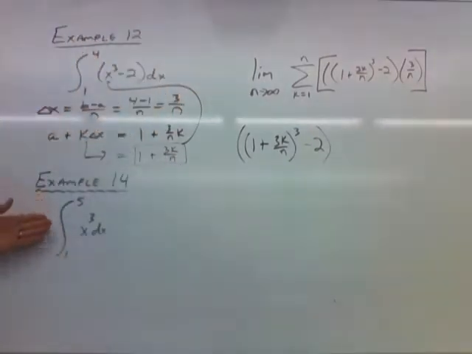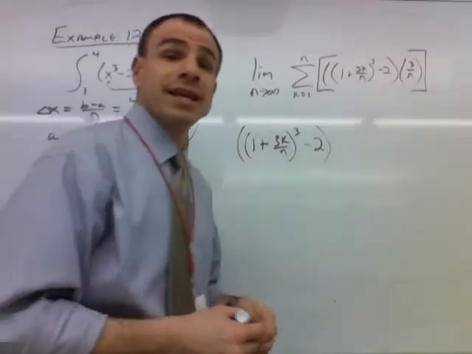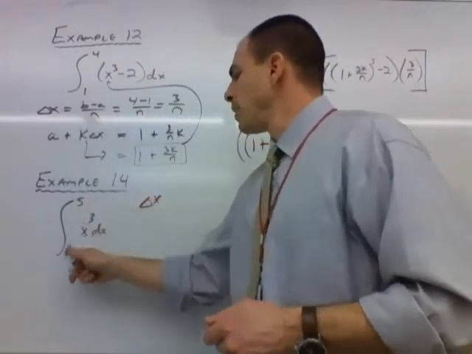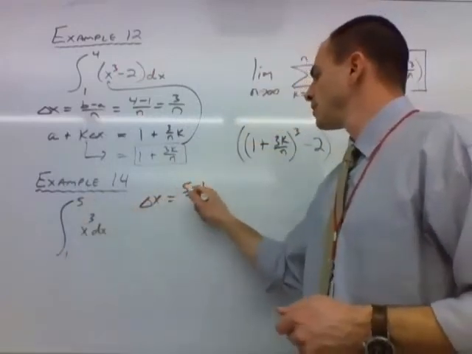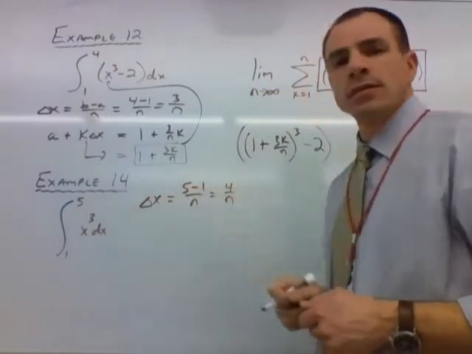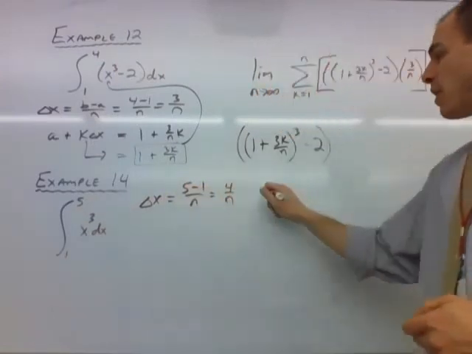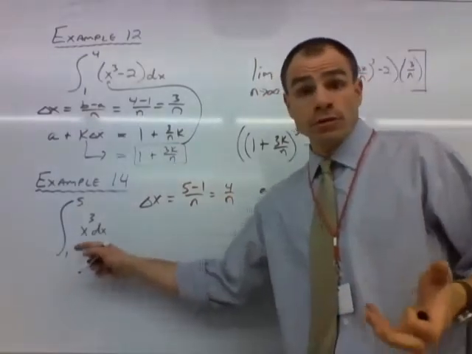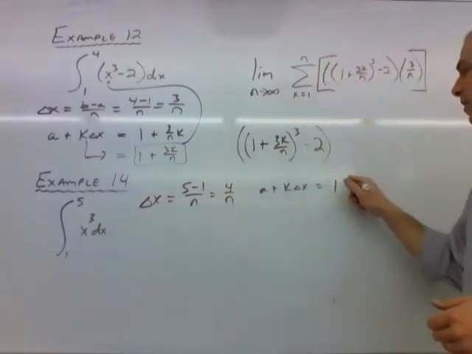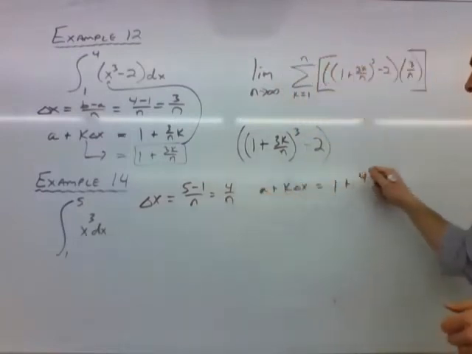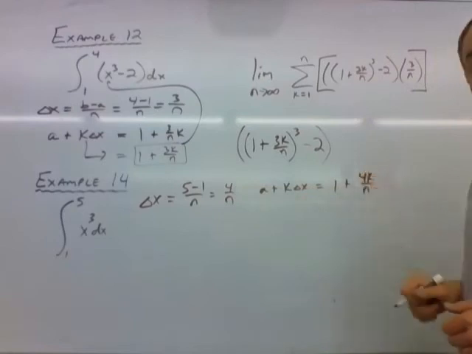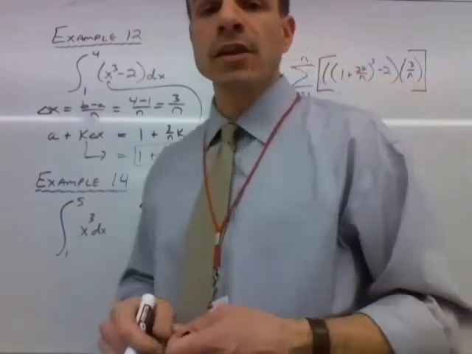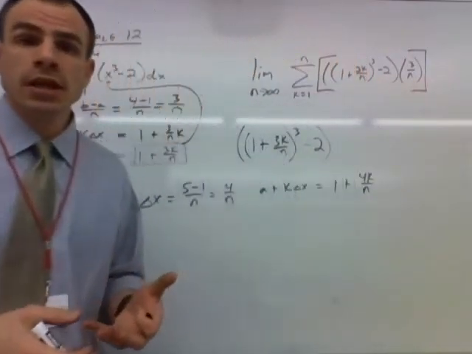Okay, so with example 14, again, for starters, let's get delta x. We know that delta x is going to be the b minus a over n, so that's 4 over n. And once we have that, now we can write a plus k delta x. A is our low bound, which is 1. And then we have our k and then delta x. So we can go 4k over n. Okay, so we have our two parts here, our delta x and our a plus k delta x, and they're going to go into the Riemann sum.